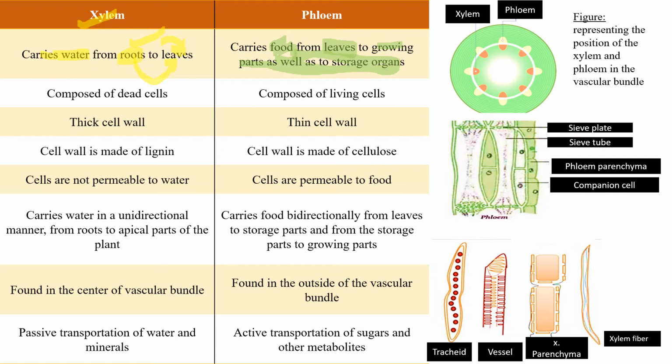The composition: what type of cells form xylem and phloem? The composition of xylem is dead cells. In contrast, phloem is made up of living cells.